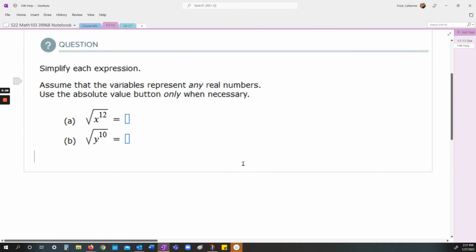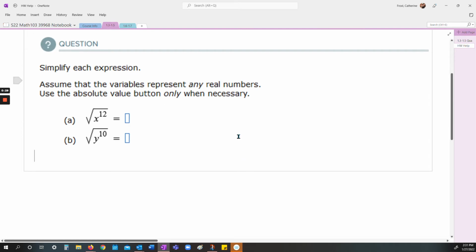Okay, basically what the rule is for these is whenever you're taking the square root of something that has an exponent, you're just going to divide that exponent by 2, because taking the square root of something is the same as raising it to the 1/2 power. So to take the square root of x to the 12th, that's actually the same as having x to the 12 divided by 2, or x to the 6th. So down here, 10 divided by 2 is 5, so this is going to be y to the 5th.